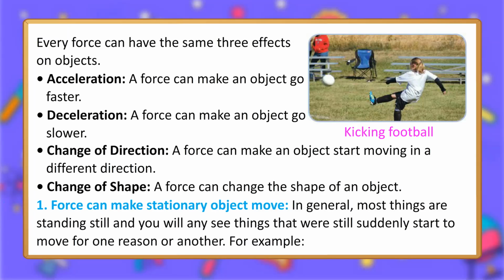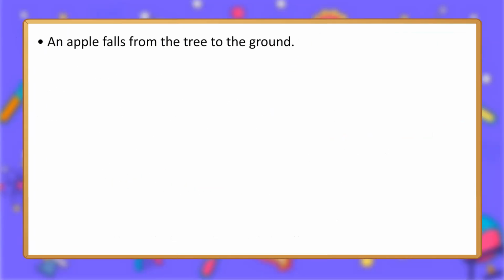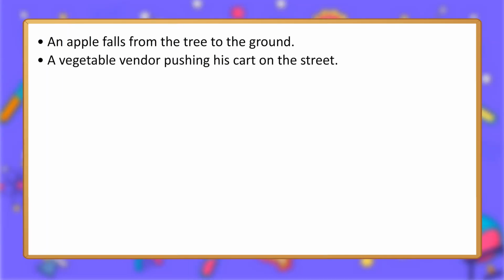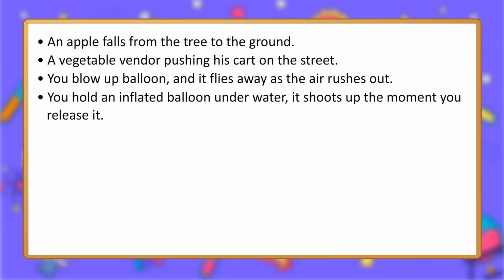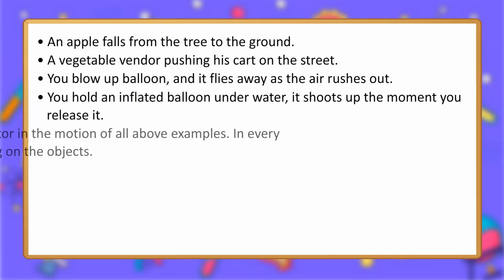1. Force can make a stationary object move. In general, most things are standing still and you will see things that were still suddenly start to move for one reason or another. For example, an apple falls from the tree to the ground. A vegetable vendor pushing his cart on the street. You blow up a balloon, and it flies away as the air rushes out. You hold an inflated balloon underwater, it shoots up the moment you release it.